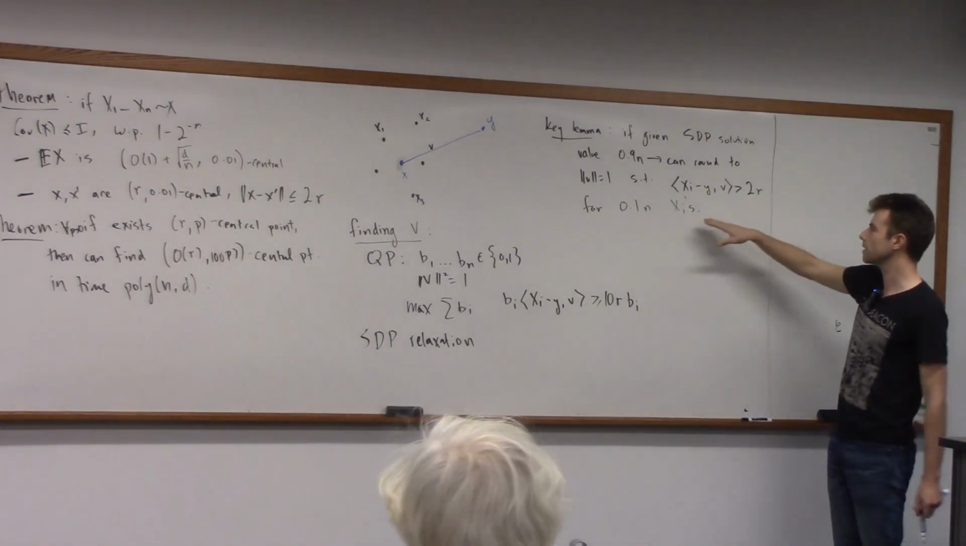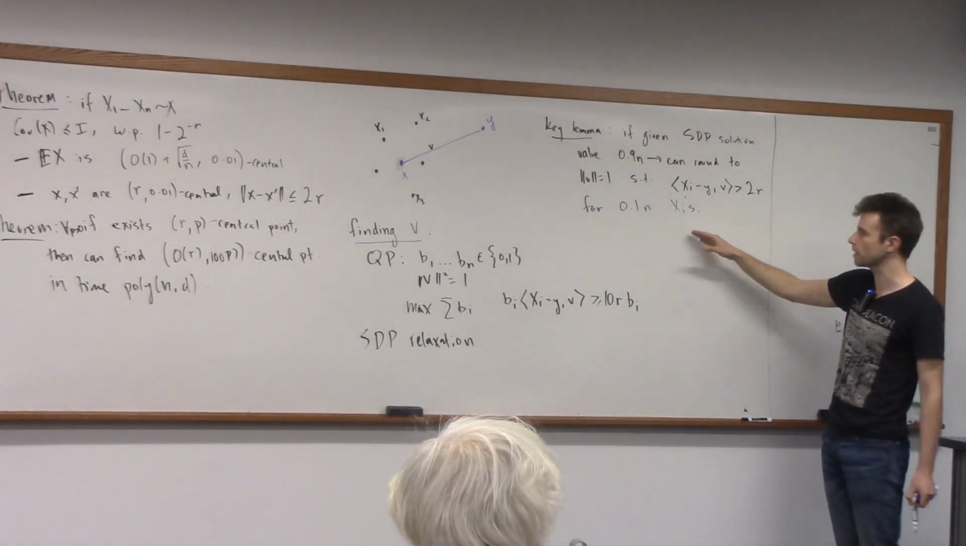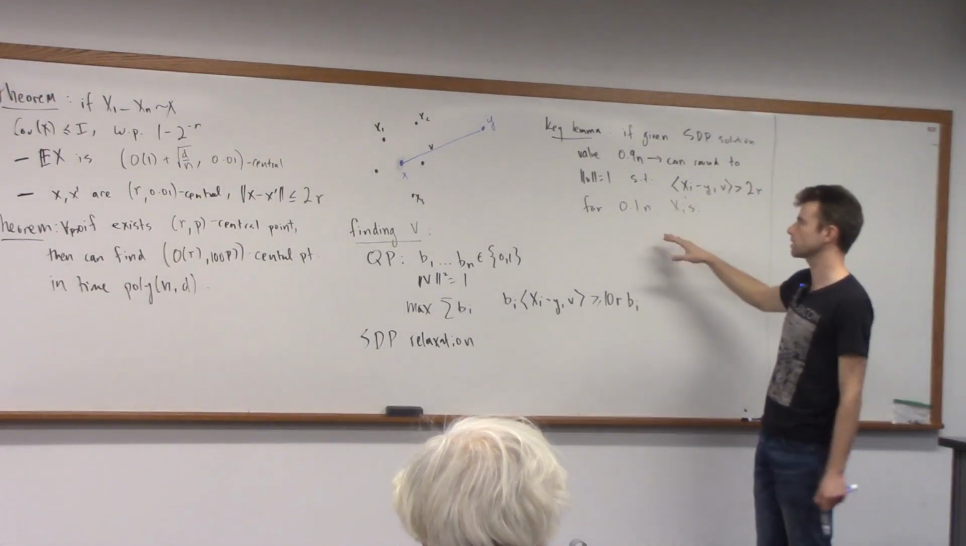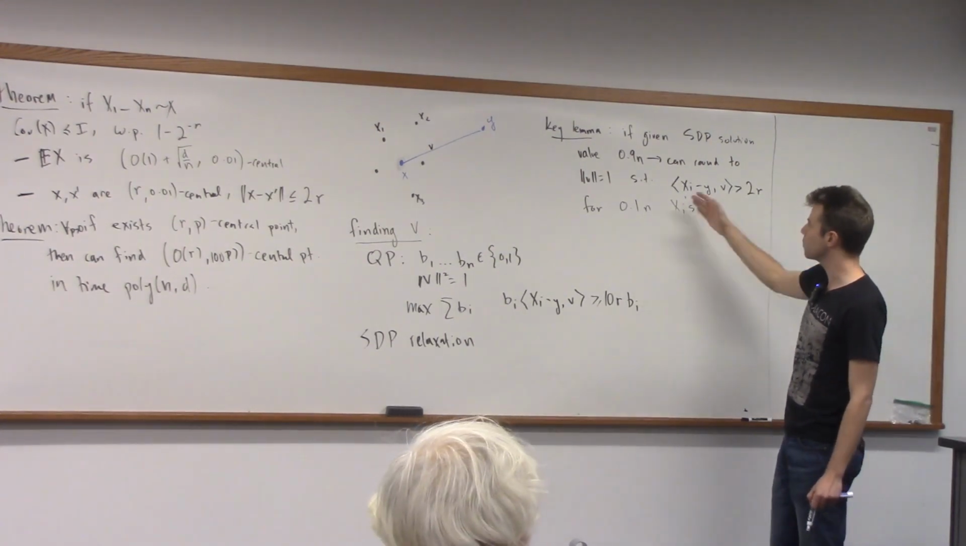OK. So the rounding scheme is completely standard. You do some kind of Gaussian sampling, if that's something familiar to you. The analysis is totally straightforward. Nothing fancy is happening here. But let's just see what happens.